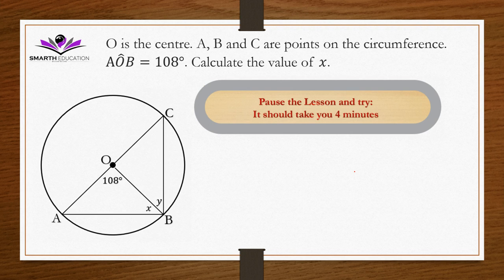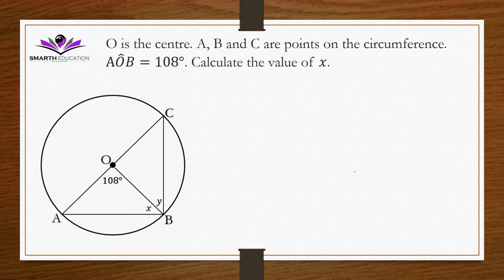All right, welcome back, learners. Did you manage to do it? O is the center. So we may be required to use a center theorem here. And then A, B, and C are points on the circumference. We can see those points. And then AOB is 108 degrees. And then calculate the value of x.